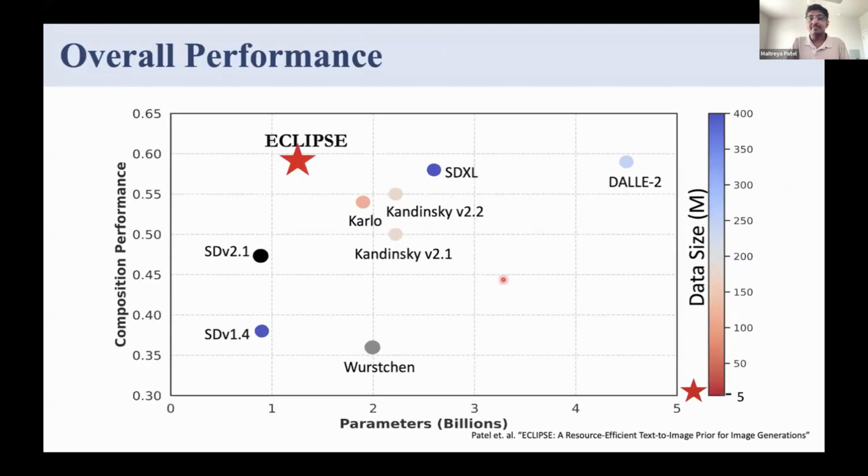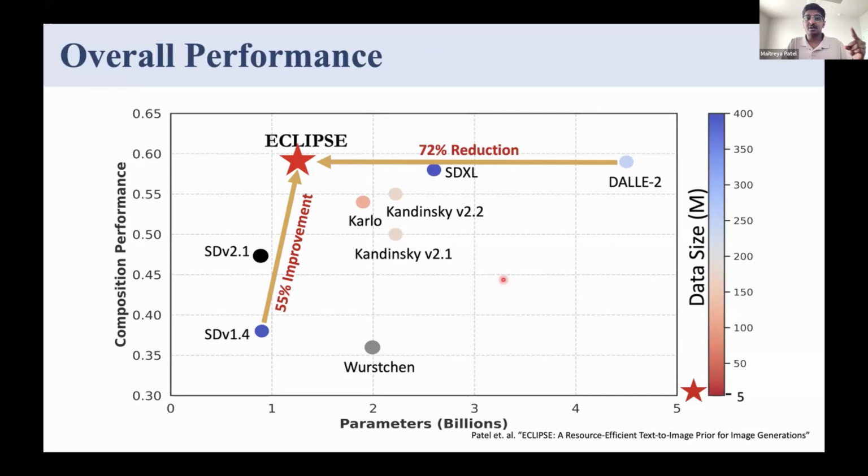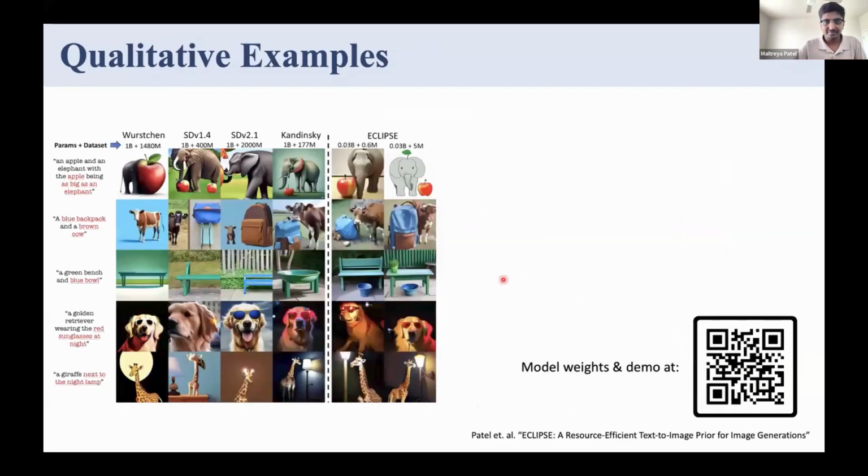So overall, if you look at the overall graph of all these text to image models, we find that ECLIPSE reduces the parameters by 72% compared to DALL-E 2 models and improves the performance of Stable Diffusion by 55% in the same region. So you can see that by just leveraging these better pre-training strategies, we can improve the text to image generative models. And of course, for all our open source lovers, we have released the code, demo and weights, everything online.